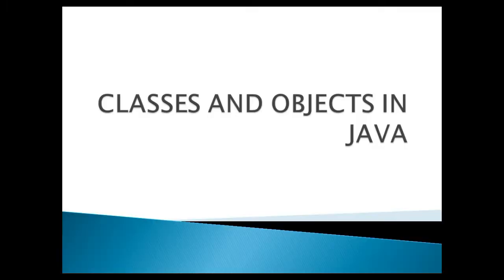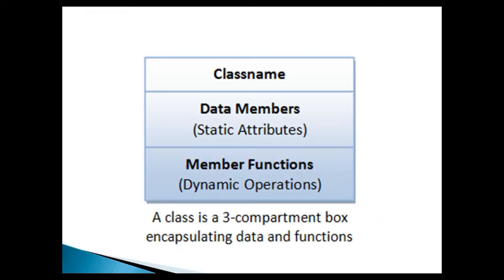So let me see classes and objects in Java. Before we go to programming with classes and objects, first let me explain what a class is. A class is a collection of data and functions. The functions will manipulate the data. The data is also called data fields, and functions are otherwise called methods.